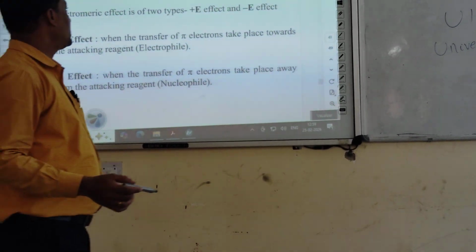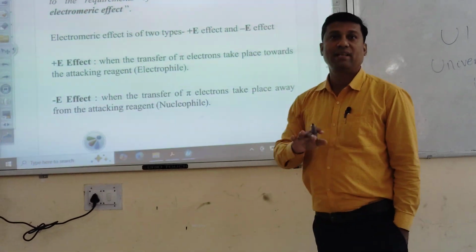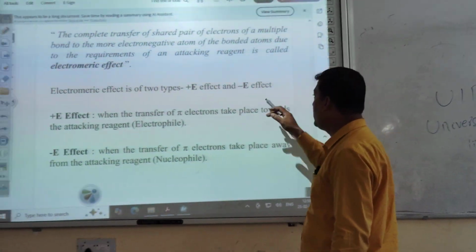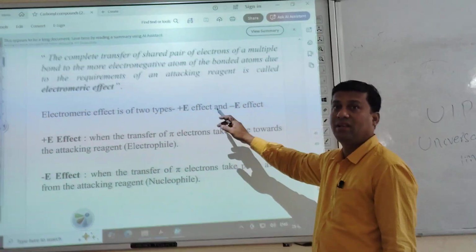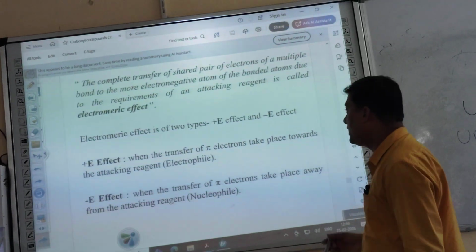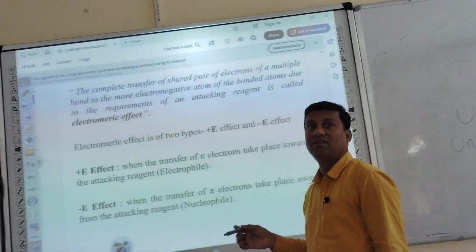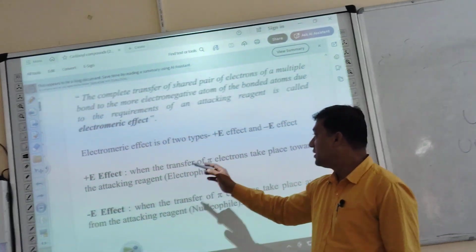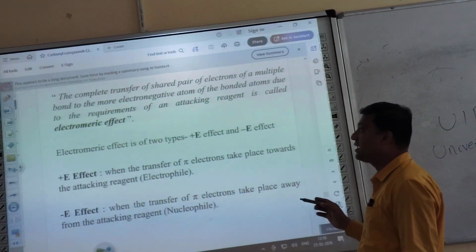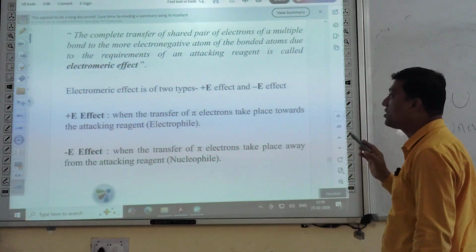The electromeric effect is of two types, plus E effect and minus E effect. E stands for electromeric. What is plus E effect? When the transfer of pi electrons takes place towards the attacking reagent, meaning electrophile, that is known as plus E effect.